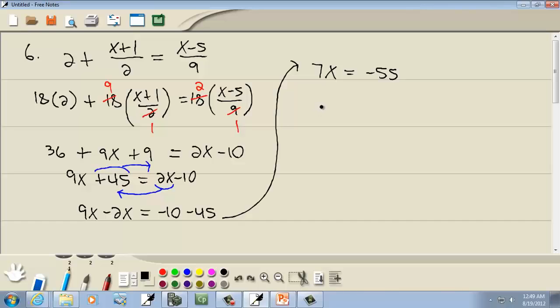Step 4, divide both sides by the number in front of your x. So divide both sides by 7. And those 7's cancel. And our answer is x is equal to negative 55 over 7.